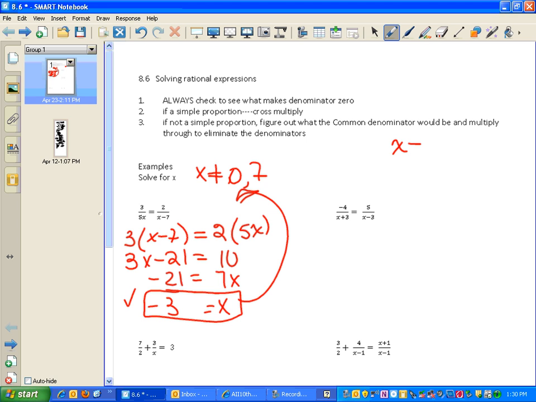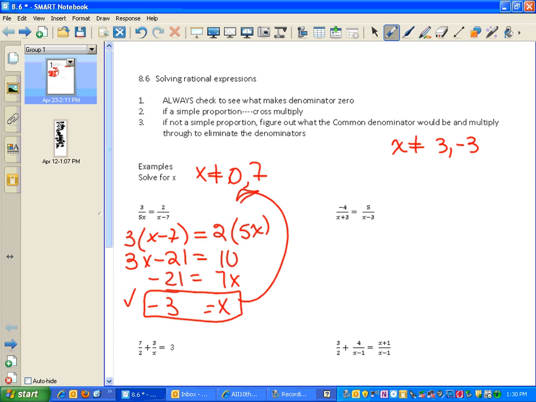What are the values that x can't equal? That's the first step that you always have to start with. 3 and negative 3. If I plug in 0 down here, what do I get? 3. And if I plug in 0 over here, I get negative 3. Exactly. What values make my denominator 0?